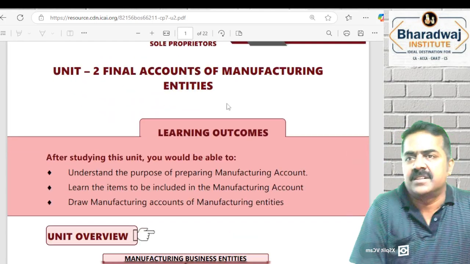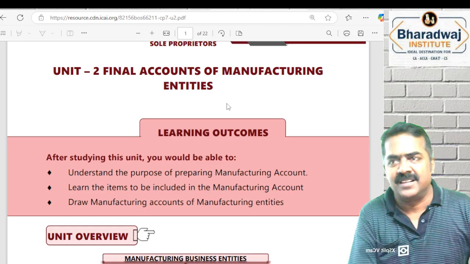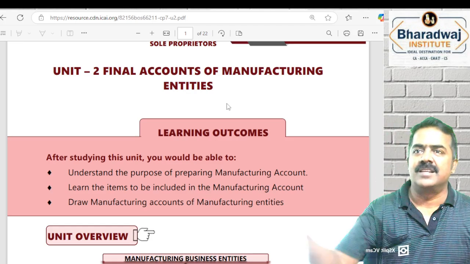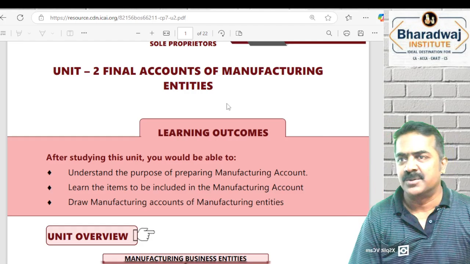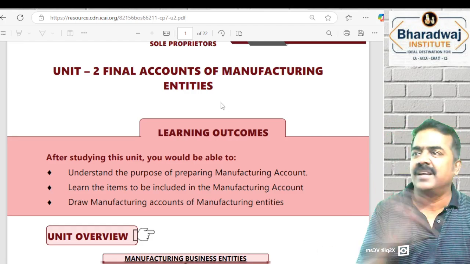What do you mean by a manufacturing entity? They manufacture, and then they sell the goods. Non-manufacturing entities just buy and sell the goods.